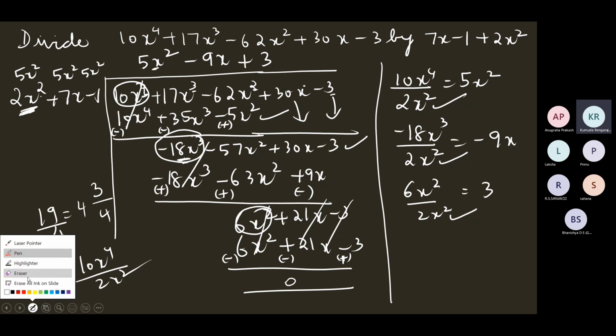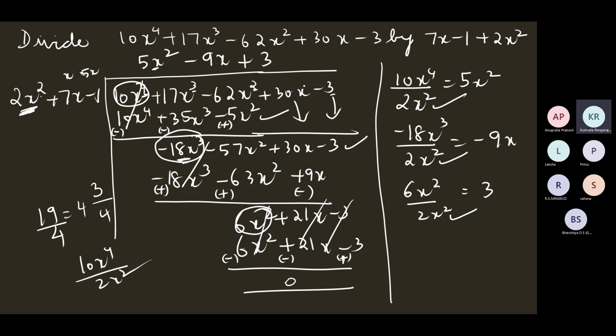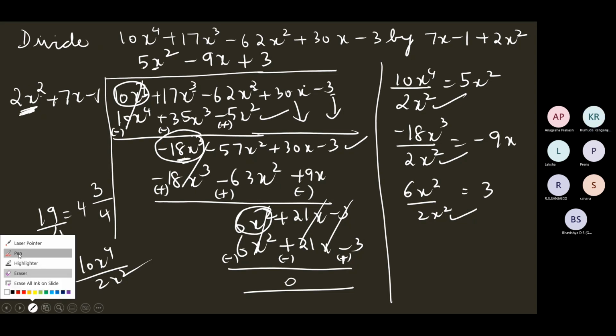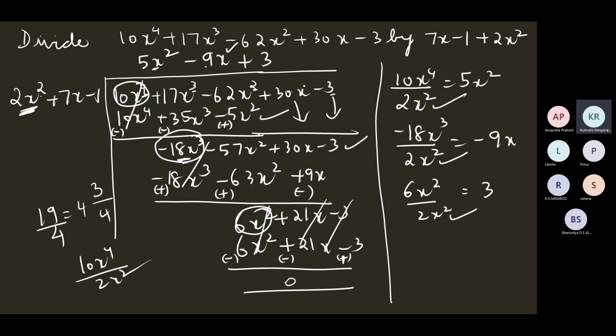And you get minus 9x. Write that as the second term in the quotient. And multiply every term of the divisor by minus 9x. Minus 9x into 2x squared, minus 18x cubed. Minus 9x into plus 7x, minus 63x squared. Minus 9x into minus 1, plus 9x.